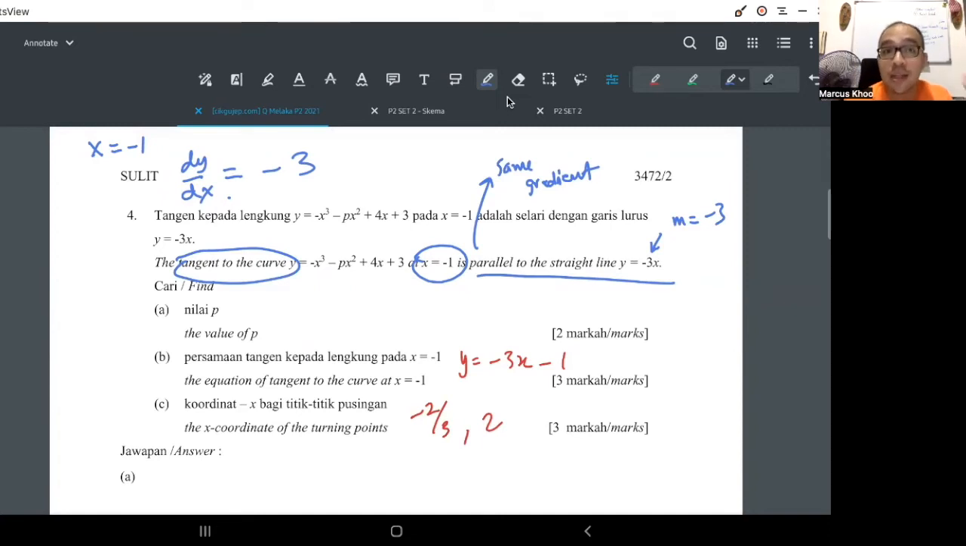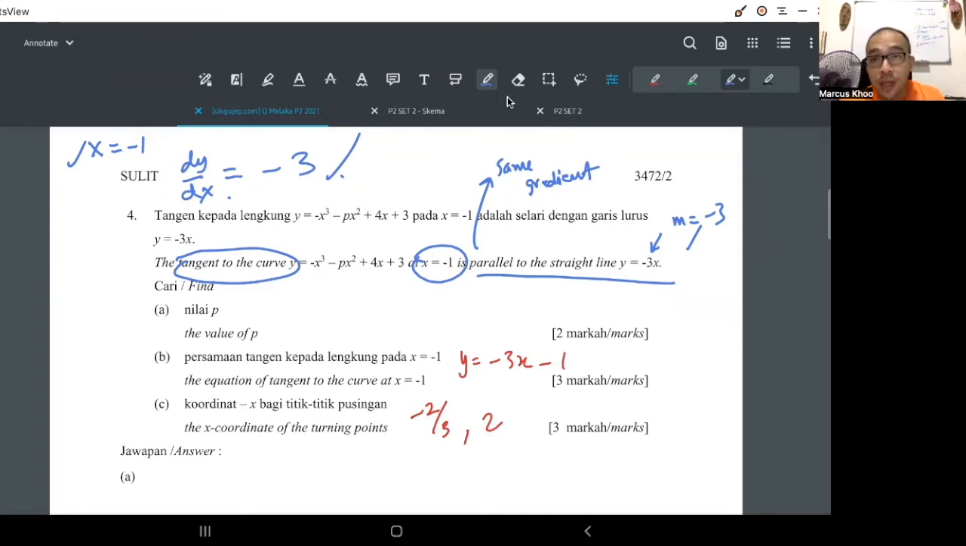It is actually telling you that you need to know this. The tangent to the curve at x equals -1 is parallel to the straight line y equals -3x. One sentence alone, you have 3 pieces of information: x equals -1, dy dx equals -3 because it is parallel to this straight line. So when you read the question, read it properly and try to extract as much information as you can, even if it is just one sentence.